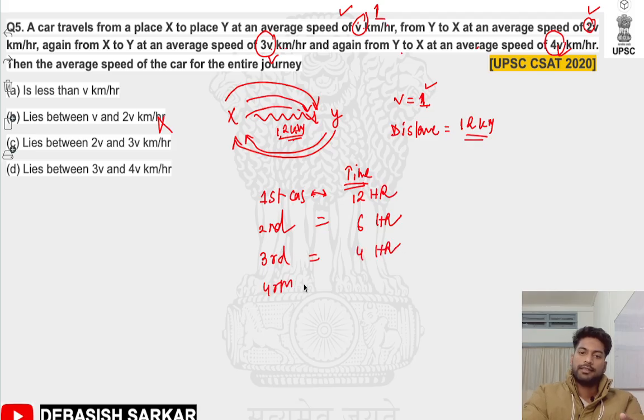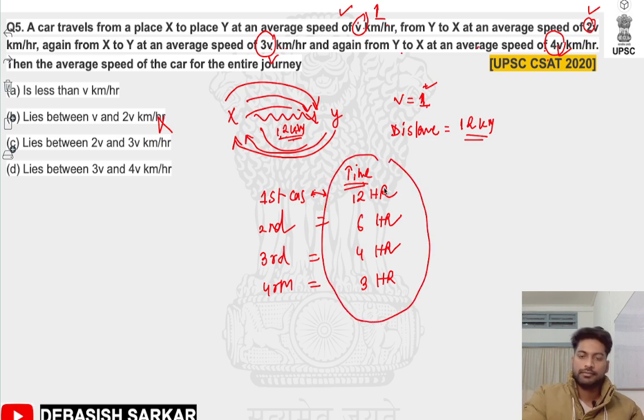Fourth case, again the distance will be 12, but now the speed is 4V, it means the speed is 4 only, because we have taken 1 as V, so 4 into 1. So now the time will be 12 by 4, that will be 3 hours. Why? Time का formula होता है distance by speed, and we are just calculating distance by speed. So how much total time are they taking? 12, 6, 4, 3, this is 25, so total time 25 hours.